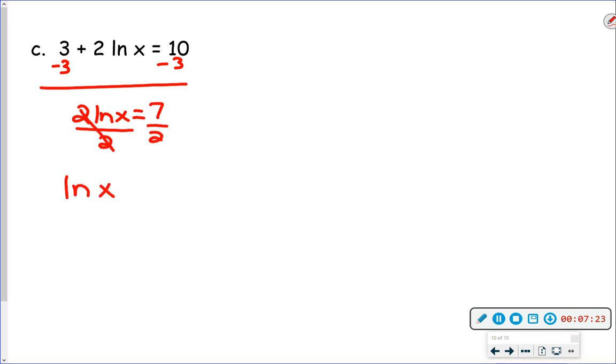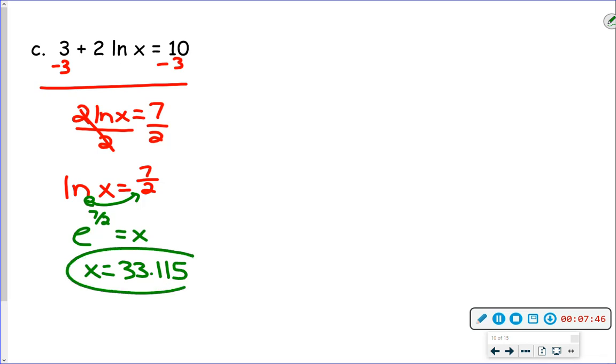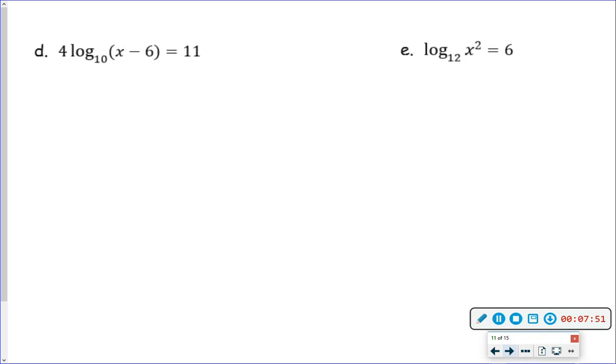Now, you can leave it 7 halves. You could make it 3.5, whatever you want to do. I'm just going to roll with it. I've got the ln by itself. So now, same thing. My base is e raised to the opposite side equals your argument. So I just converted it to exponential. I put e to the 3.5 into my calculator, and you end up with 33.115. Got it. So a little extra work on this one to isolate ln. Not the end of the world, though.